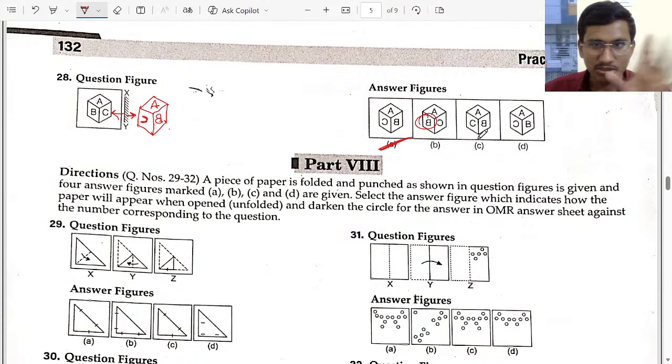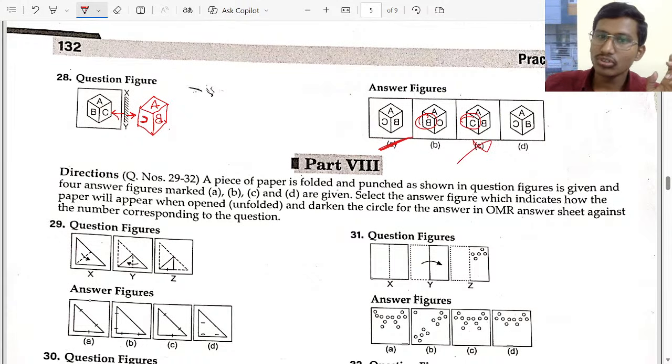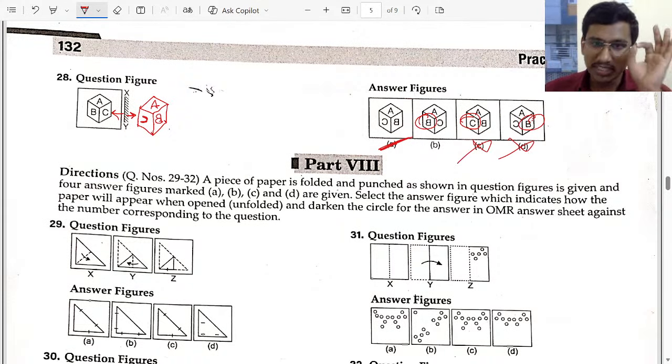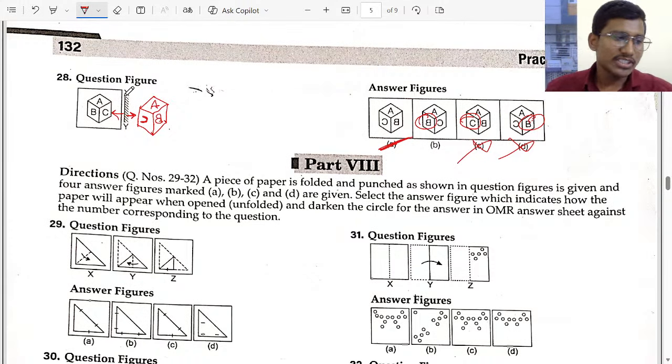So B is not possible. In C, it is the same, it will be flipped, not possible. That is not the answer. And in D also, B is the same, that is why it is not the answer. So only A is the answer. For the 28th, you may feel it is a little difficult, but if you go one by one with the options, you will get the answer easily. That is how you have to do the mirror images, the 28th question. Understood everyone? Okay, good.